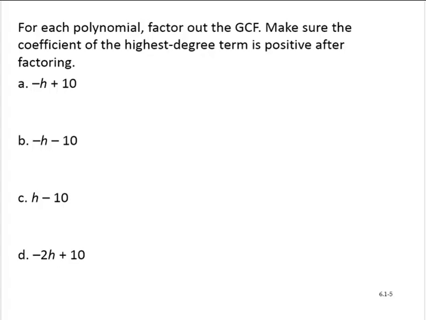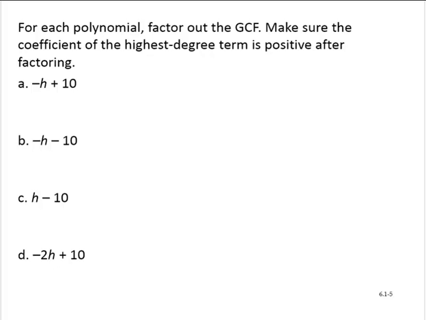For each polynomial, factor out the GCF. Make sure the coefficient of the highest degree term is positive after factoring. So if we look at this expression in A, we have negative h plus 10.